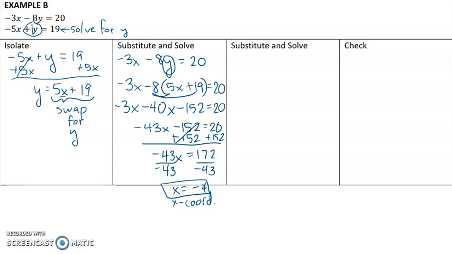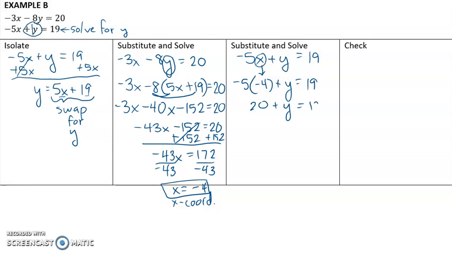Now that we know what x equals, I can go back into my equations. I'm going to choose that second one. And now I can replace x with its equivalent, negative 4. So where I have this x, it's going to become negative 4. So negative 5 times x is negative 4, substitution, plus y equals 19. Solve this for y. And we get y equals negative 1. So I think my solution is the ordered pair negative 4, negative 1.